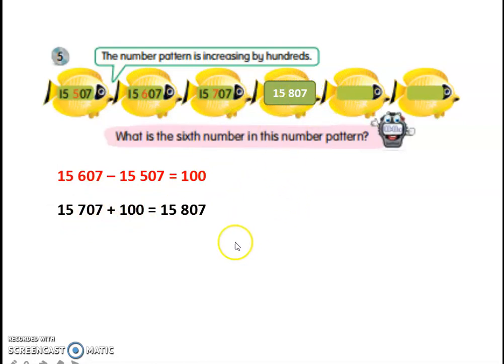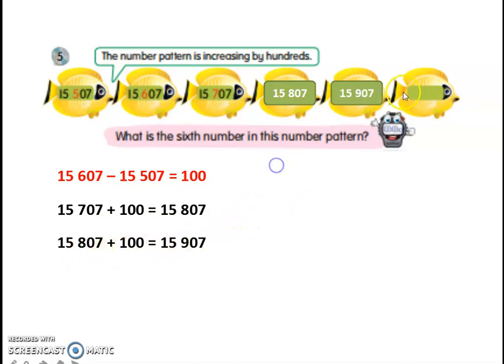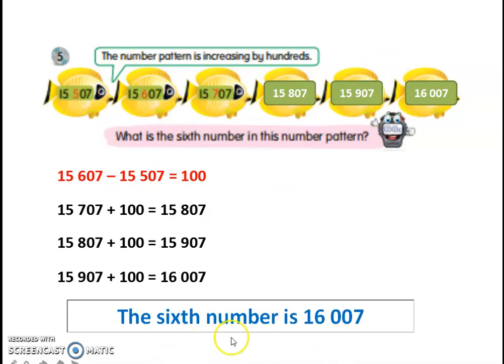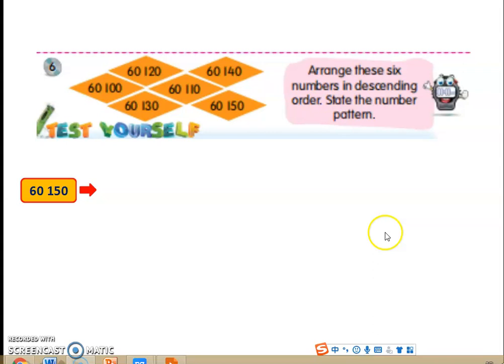The answer here is 15,807. We do the same thing: plus 100 again becomes 15,907. Then we plus 100 again, and the answer here is 16,007. So the 6th number is this one, 16,007. This is the answer.